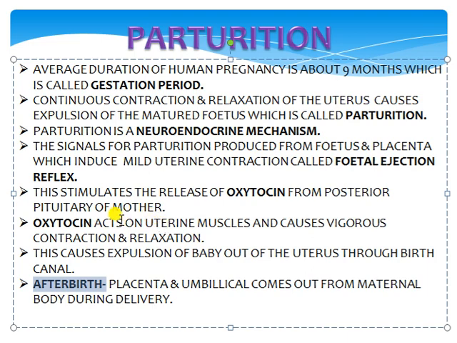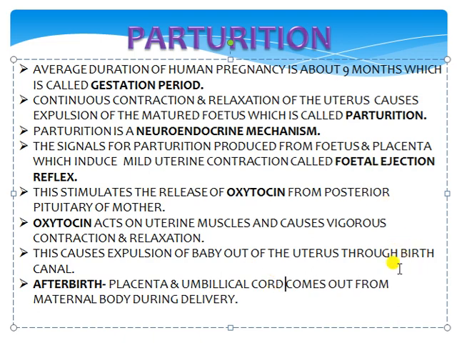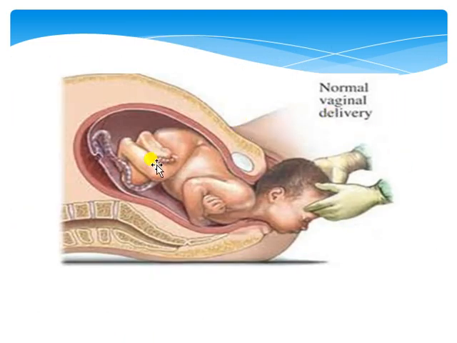So I think the parturition process is getting very clear, and for that the fetal ejection reflex and the oxytocin hormone, these two things are very important, and this is obviously a neuroendocrine mechanism. And afterbirth is the placenta and umbilical cord that come out during the parturition time with the grown fetus. This is actually the normal parturition procedure. So the head of the fetus will come out first, then the remaining body.